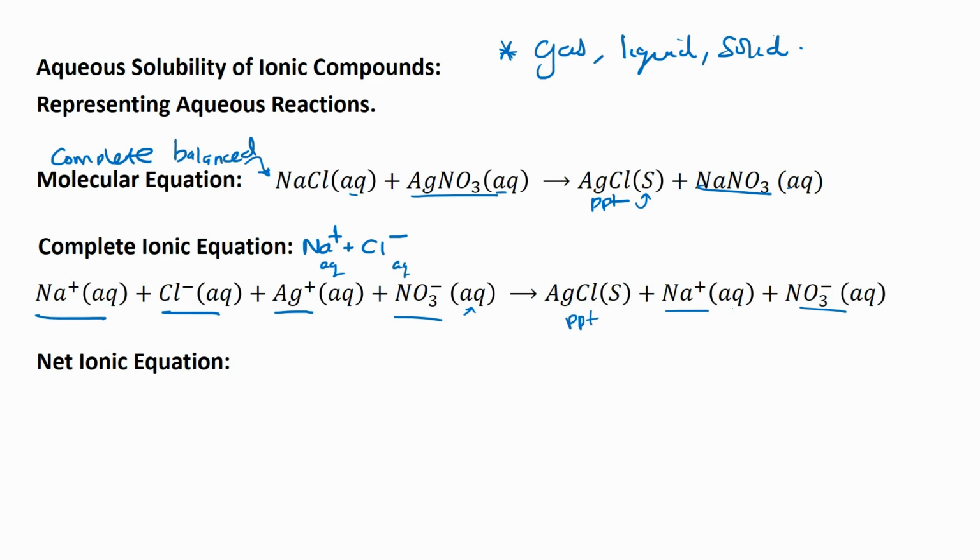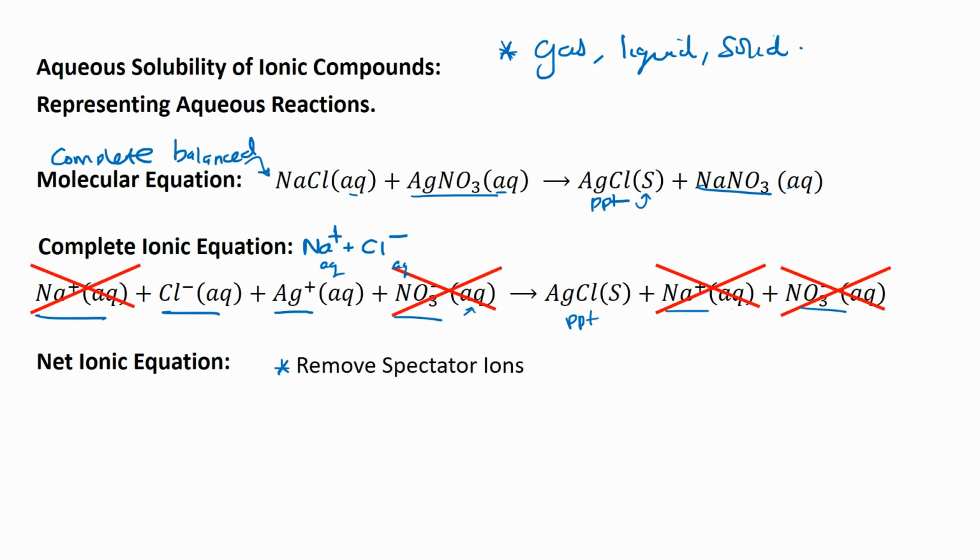Now, to get the net ionic equation, you have to remove the spectator ions. Anything that's to the left and to the right should be cancelled, and then you write what's left. So you end up with the net ionic equation. This is actually only species that are reacting. The rest are just watching the game.